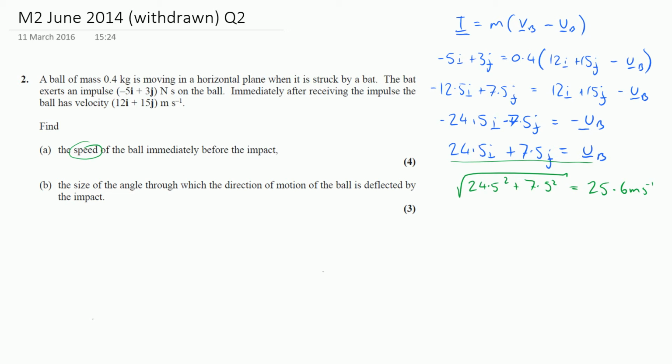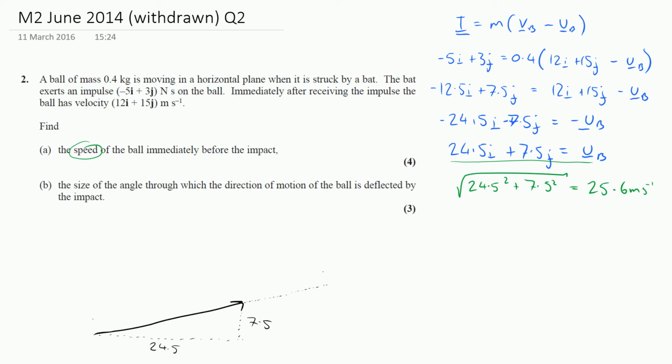For the second part of this question, I really do need a good diagram to help me out, because I'm thinking about a deflection angle, and these are really difficult to visualize without a decent diagram. So the first thing I'm going to do is draw my initial velocity looking something like this, because we were moving 24.5 in this direction, and 7.5 in this direction, and then I'm deflected, so we're not going to continue travelling in this direction because we've received an impulse that's going to change our direction of travel.